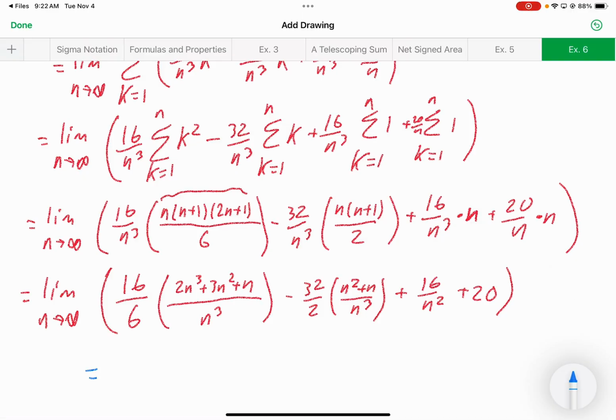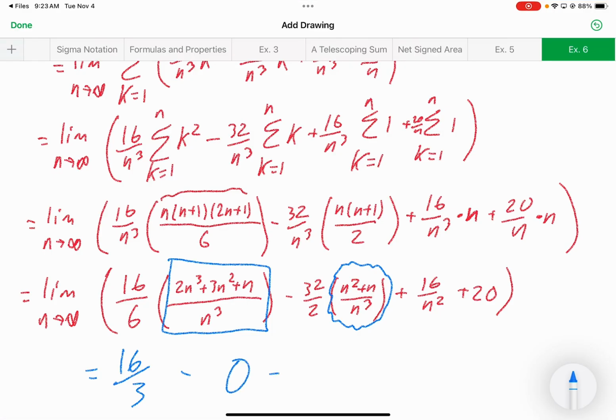Okay. So for my first piece, the limit of this rectangled blue part, what is that limit going to be? 2. So then I have 16 over 6 times 2, which is just going to give me 16 over 3. Minus, what about this clouded blue piece right there? It's going to be 0, because you have a higher degree in the denominator than our numerator. So then that's just going to terminate to 0.